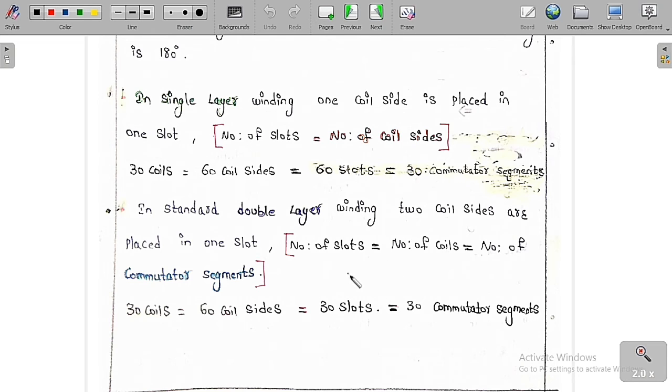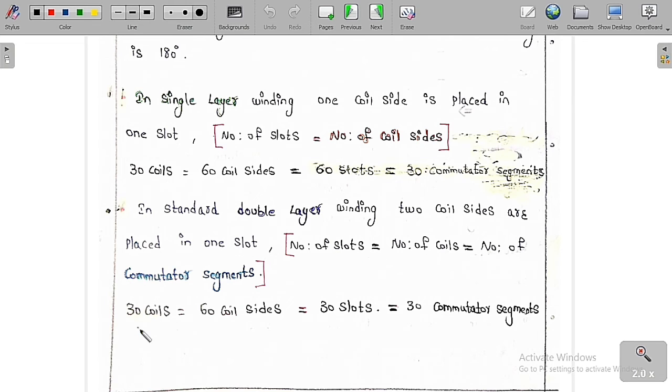And then you will see what is going to happen. The number of slots is equal to the number of coils, because two coil sets go in one slot. So the number of coils is equal to the number of slots, which is equal to the number of commutator segments. I have already told you the number of commutator segments is always equal to the number of coils present on the armature. So this is a very important point that you always need to remember. Therefore the number of slots is equal to the number of coils is equal to the number of commutator segments in case of the double layer winding.